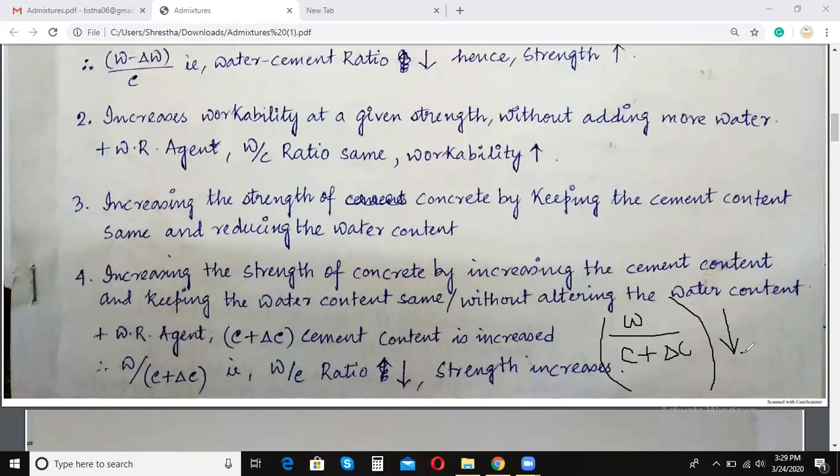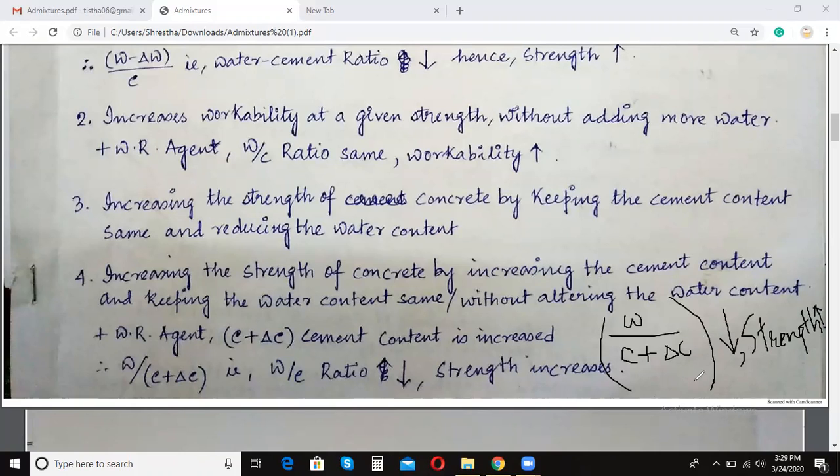Okay, so with the help of admixtures, we can modify the workability, the plasticity properties of concrete. We can modify the strength of concrete also. The strength of concrete is the most important aspect of concrete, right? So the strength is increased. You can just write down the points in your copy.